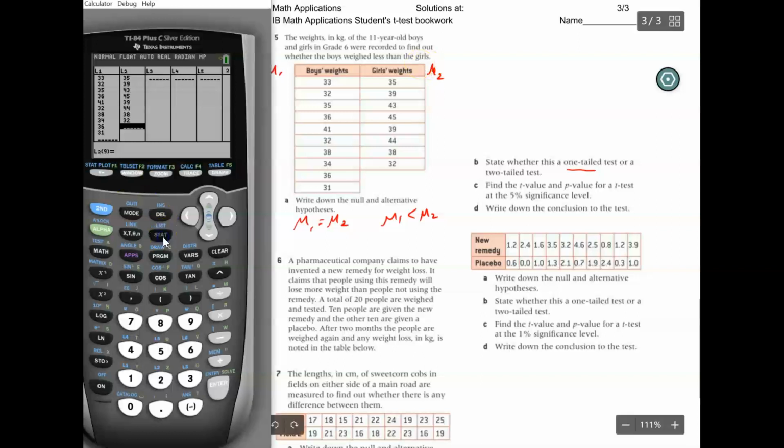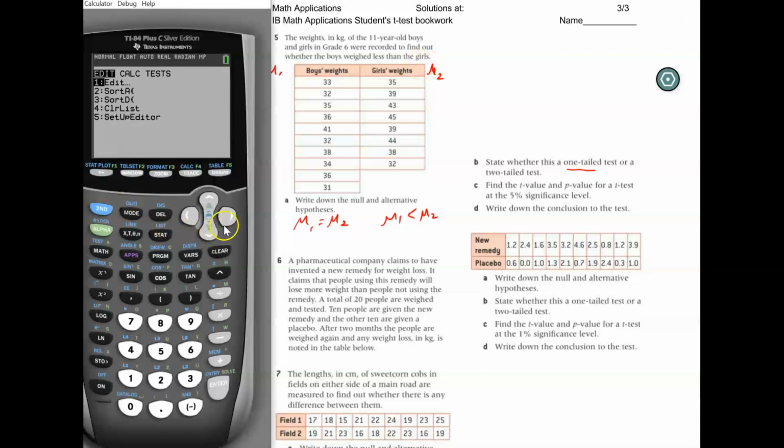So we're going to do stat, and we're going to do test. Oh, by the way, I put the data into stat edit, if you saw. And we do number 4. We're going to put data L1, L2, 1, 1. We're going to put mu1 is less than mu2 because that's our alternative hypothesis in this case. Enter. And then the pooled is yes, and calculate.